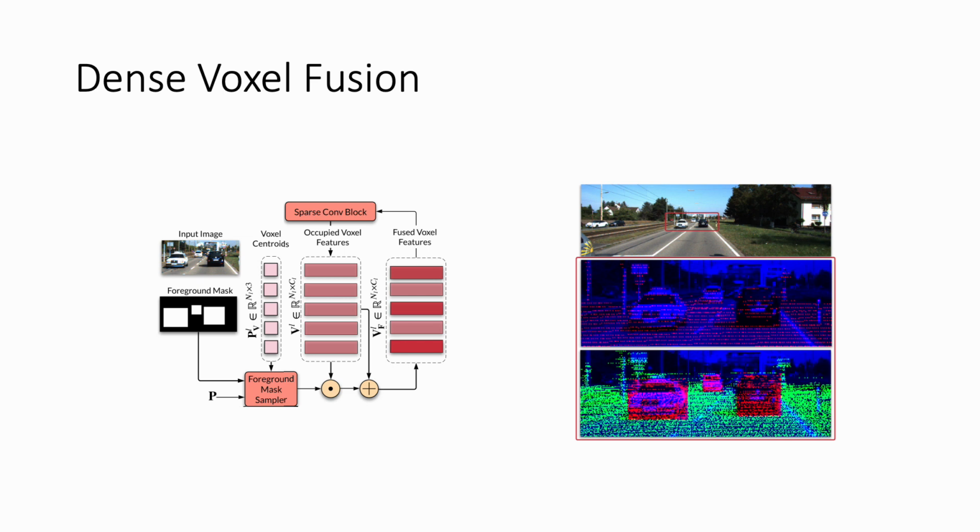In the second row of this image, we show point cloud and pixel correspondences, and in the last row, we show voxel and pixel correspondences. As we can see, Dense Voxel Fusion substantially increases the number of camera and LiDAR correspondences.